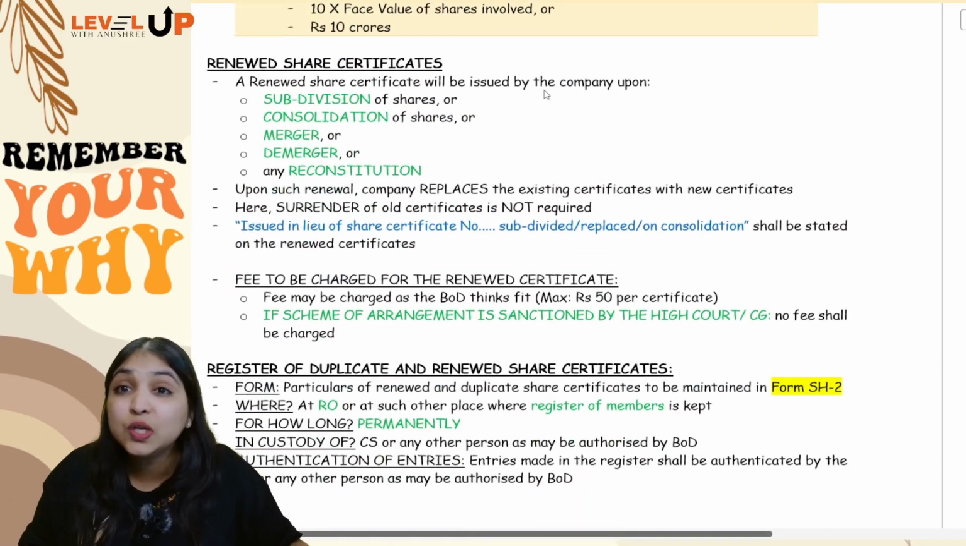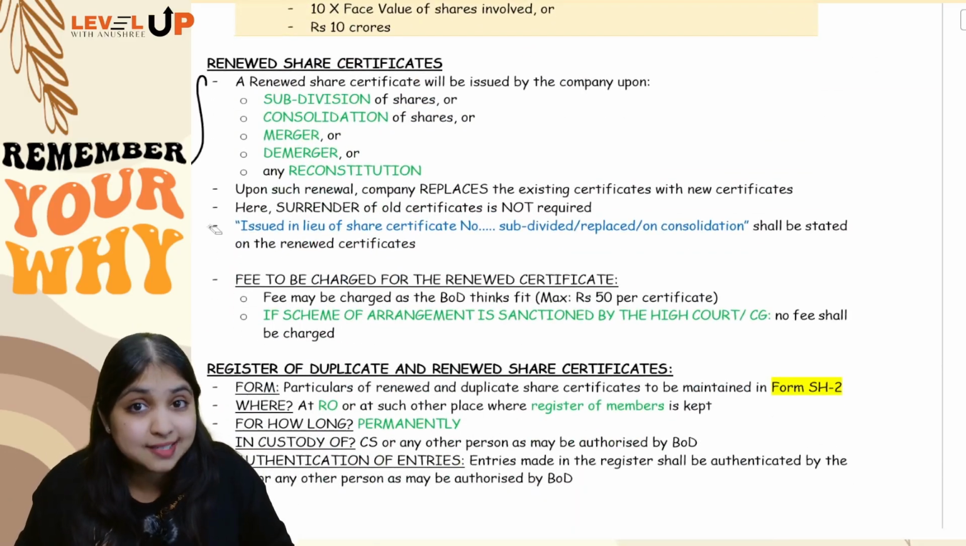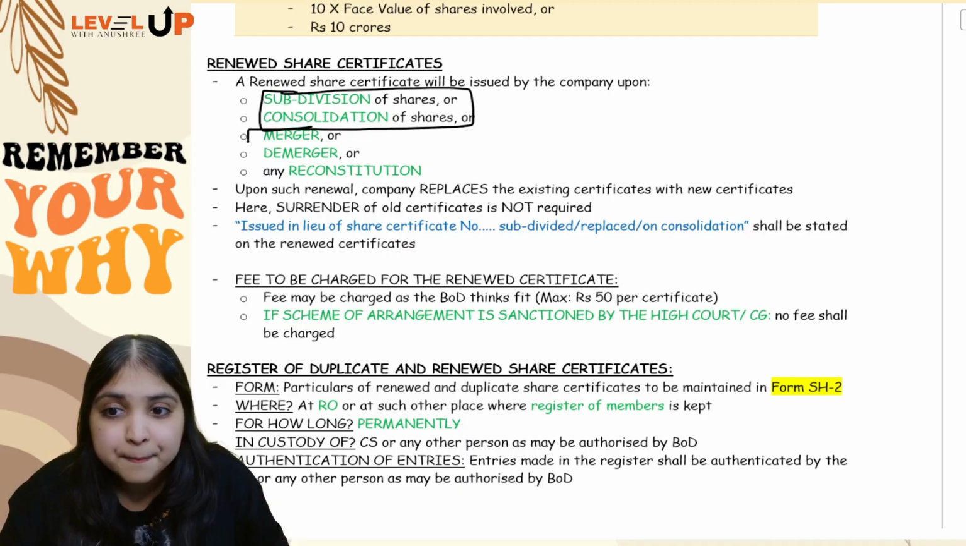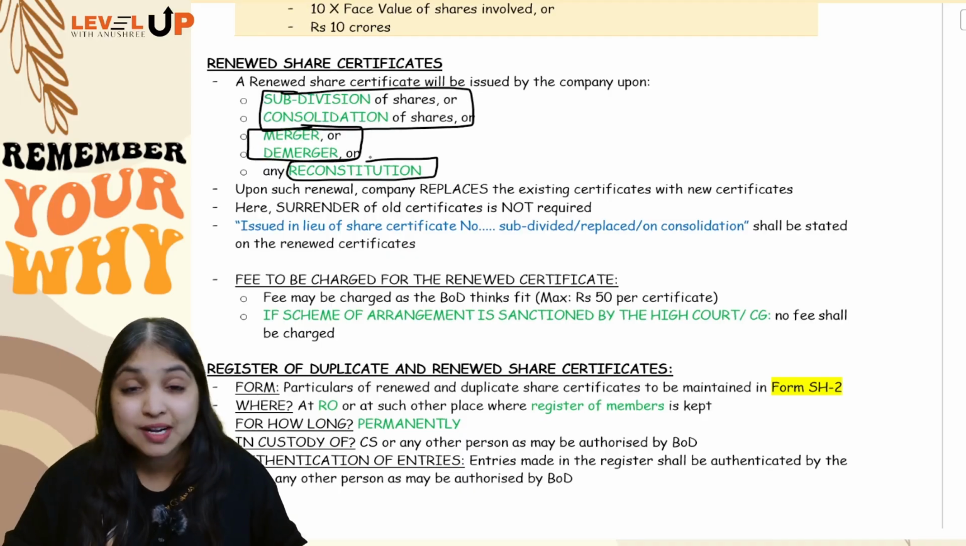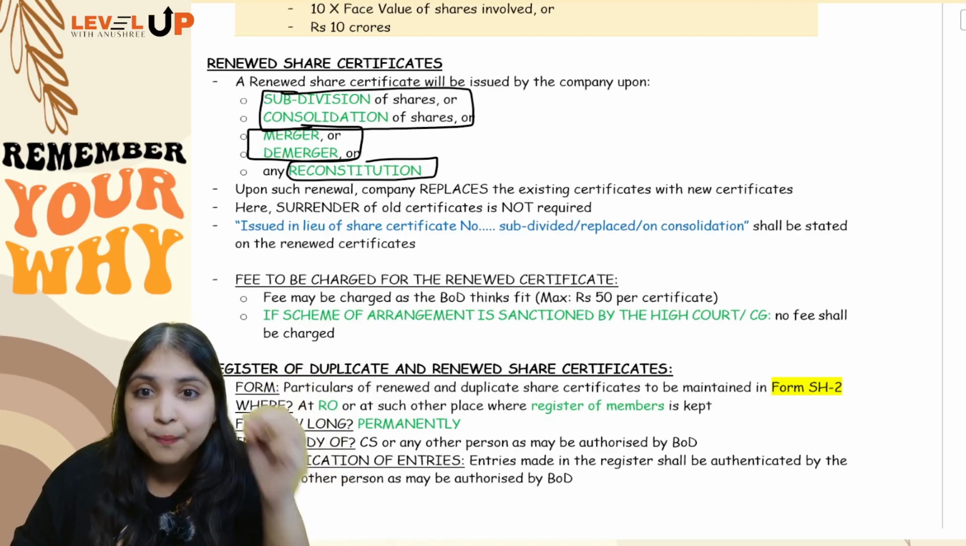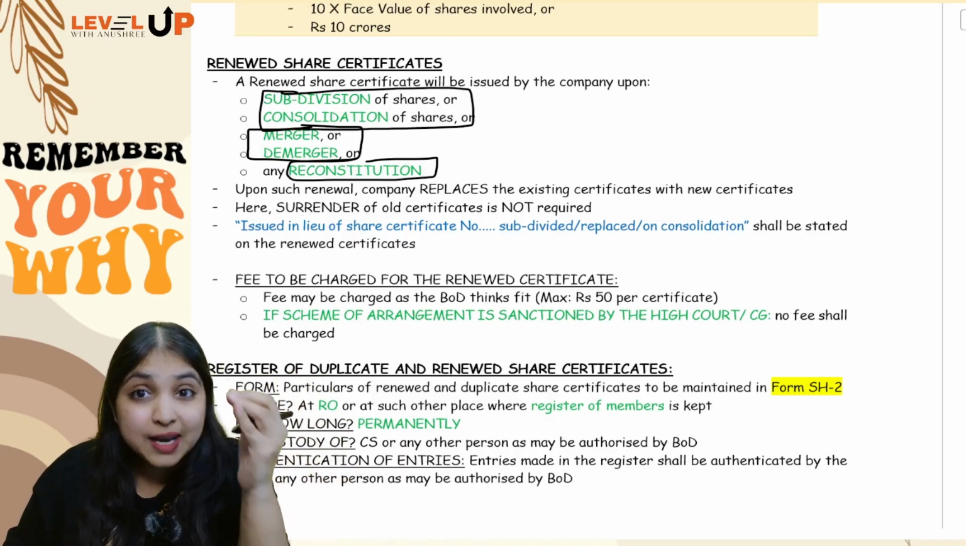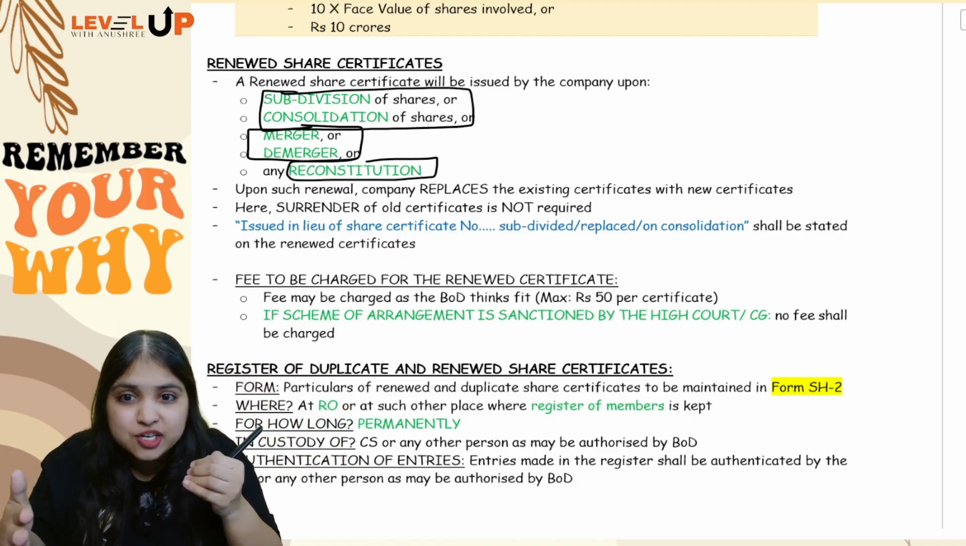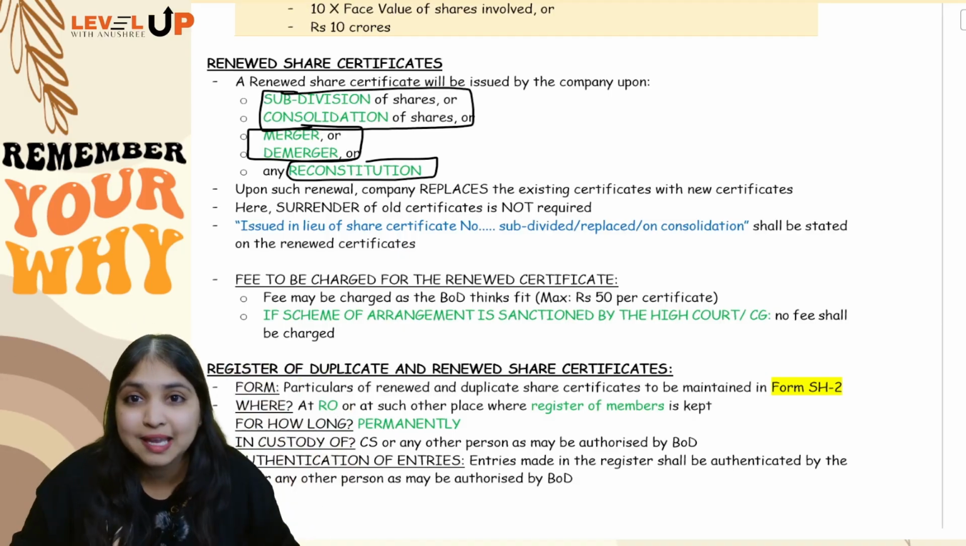Then we had renewed share certificate, for which I had shown you one example as well. The renewed share certificate concept comes into the picture when there is subdivision or consolidation of shares, merger or demerger or any other reconstitution. All this is okay, we will remember. But what is the most special point of renewed share certificate, guys? Whenever the company issues a renewed share certificate, do we have to surrender our original certificate? No. That was a key point over here.